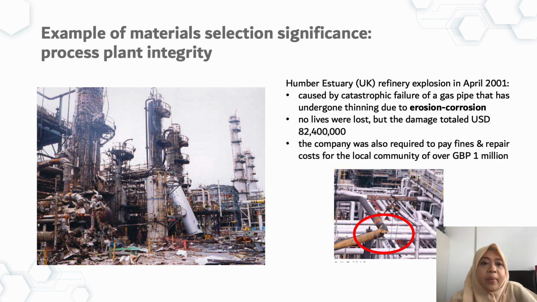Okay, this is an example of the significance of material selection for process plant integrity. This is the case of the Humber Estuary refinery explosion in the UK in April 2001. It was caused by catastrophic failure of a gas pipe that was thinning at the bend due to aeration and corrosion. The total damage was up to $82 million, and the company was also required to pay fines and repair costs to the local community of over £1 million.